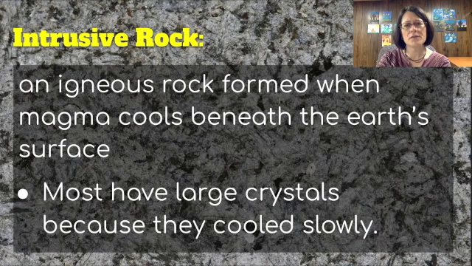There's another way to describe igneous rocks as well. It's whether they're intrusive or extrusive. Intrusive rock is an igneous rock formed when magma cools beneath the Earth's surface. And most intrusive rocks have large crystals because they cooled slowly.